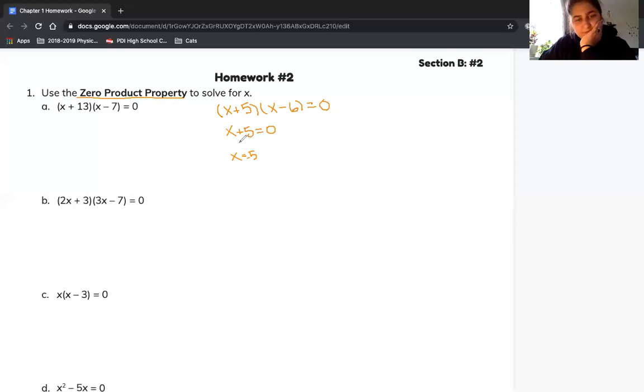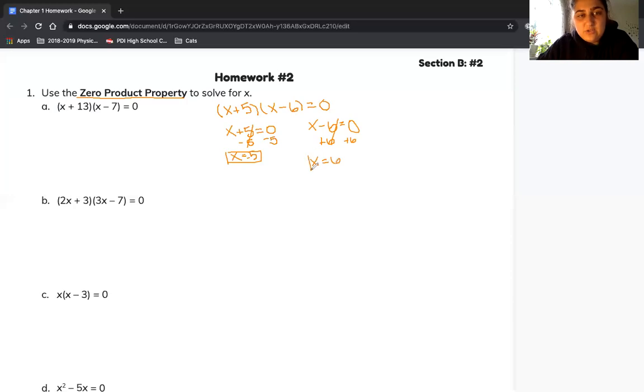If you need to use algebra, to undo addition, we do subtraction, right? So that plus 5 is now being subtracted, and we end up with 0 minus 5. 0 minus 5 is just negative 5, right? So our first 0 is x equals negative 5, and our second 0, let's see, we're going to add 6 to both sides because the opposite of subtraction is addition, right? So negative 6 plus 6 becomes 0. 0 plus 6 just becomes 6. So I'm left with x equals 6.